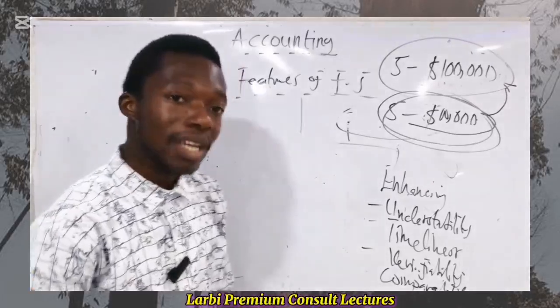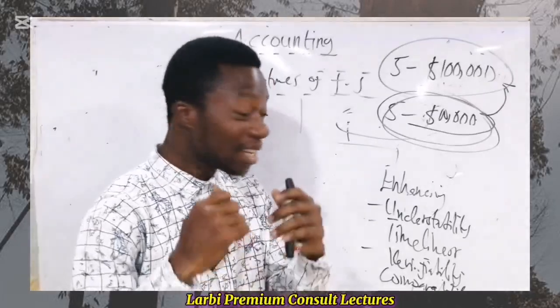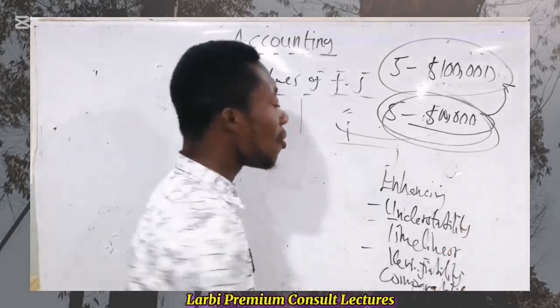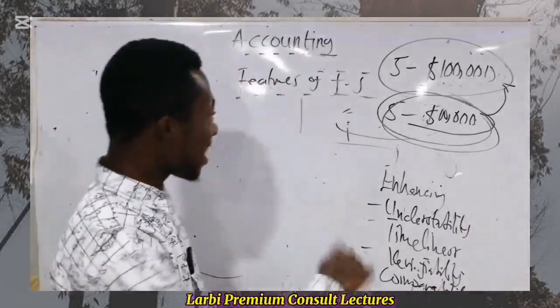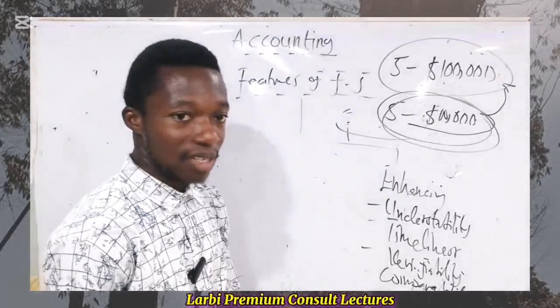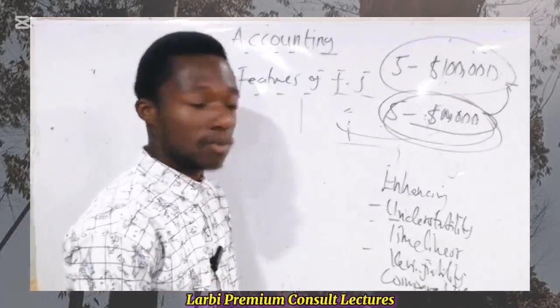So you're supposed to be clear and concise and simple to understand. This is what we call understandability. Under the qualitative characteristics of the accounting information or the financial statement, users can easily understand it and make useful decisions with it.